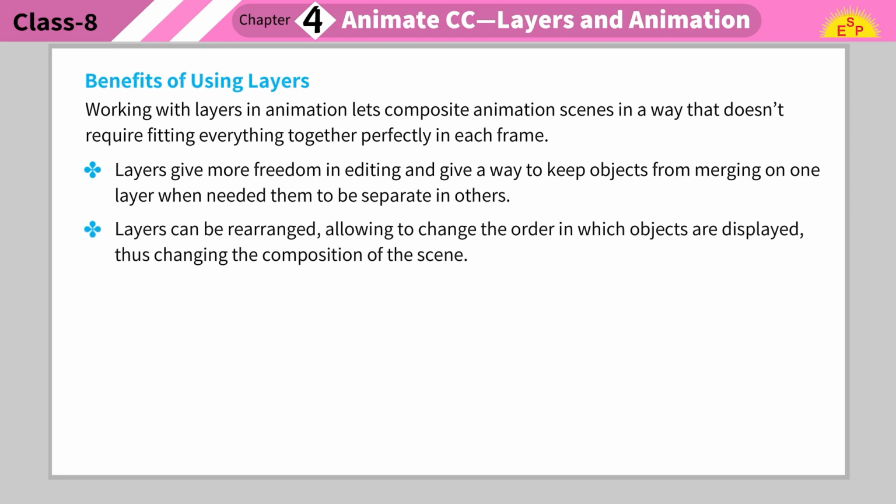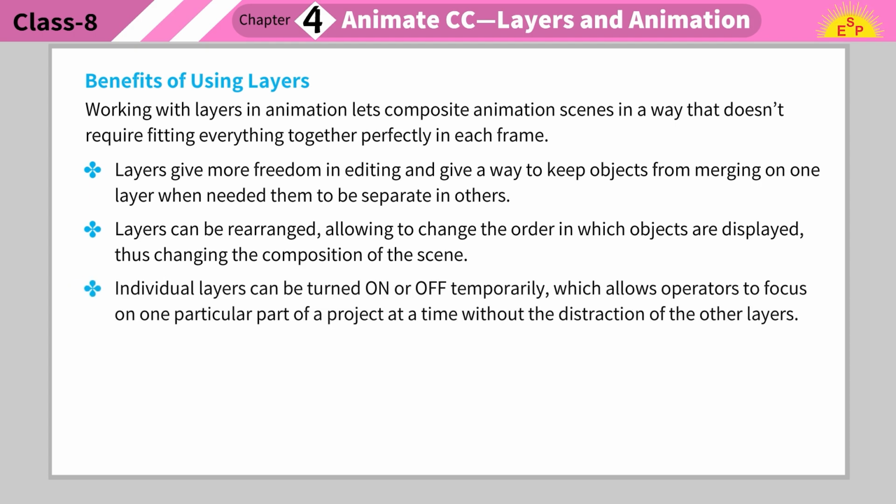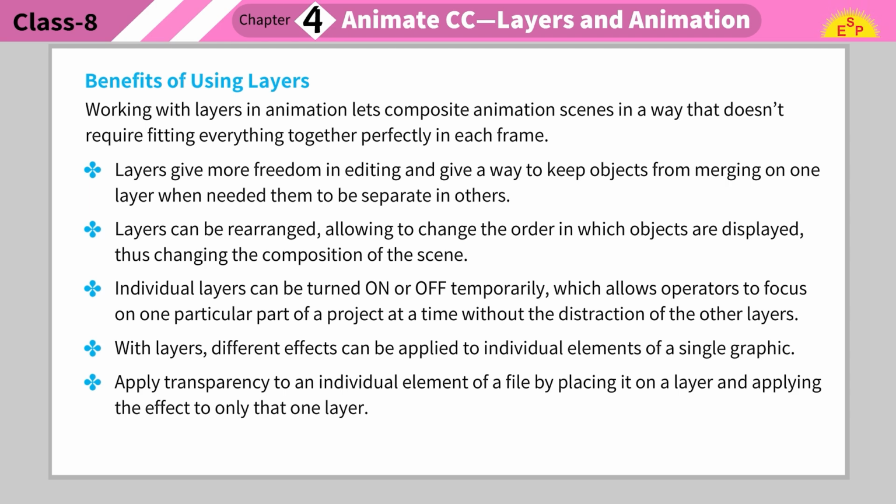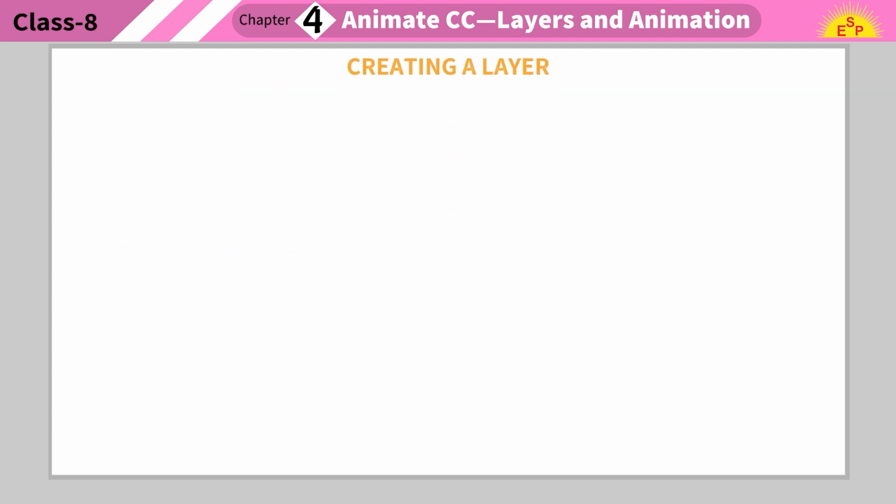Layers can be rearranged, allowing us to change the order in which objects are displayed, thus changing the composition of the scene. Individual layers can be turned on or off temporarily, which allows operators to focus on one particular part of a project at a time without the distraction of the other layers. With layers, different effects can be applied to individual elements of a single graphic. Apply transparency to an individual element of a file by placing it on a layer and applying the effect to only that one layer.